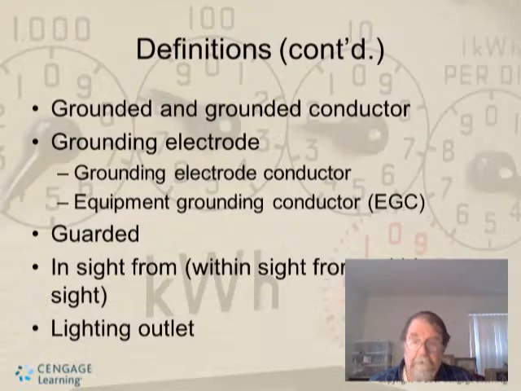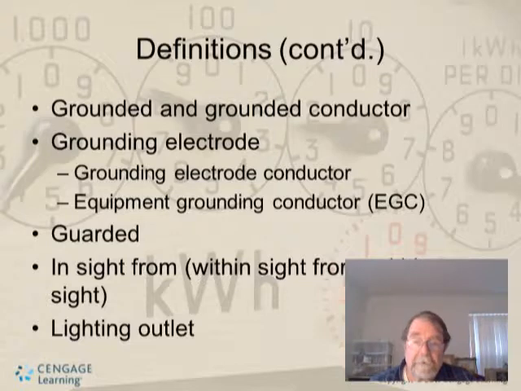Now we're going to talk about "in sight from" or "within sight." The NEC terms "in sight from," "within sight from," or "within sight," etc. applies to equipment indicated that the specified items of equipment are visible and are not more than 50 feet apart. This is covered in Article 100. A motor disconnecting means must be located in sight from the motor location as required by Article 430.102 subsection B.